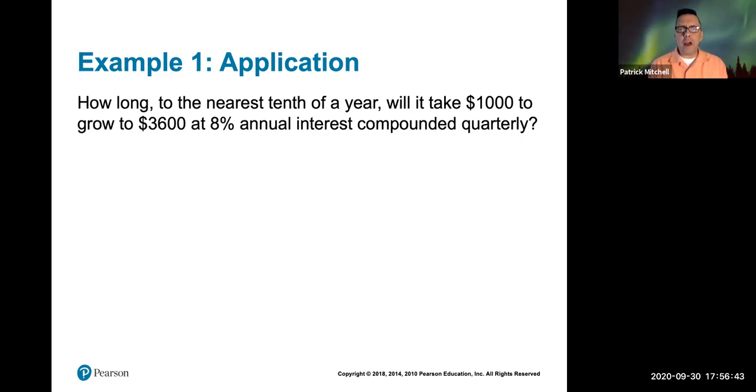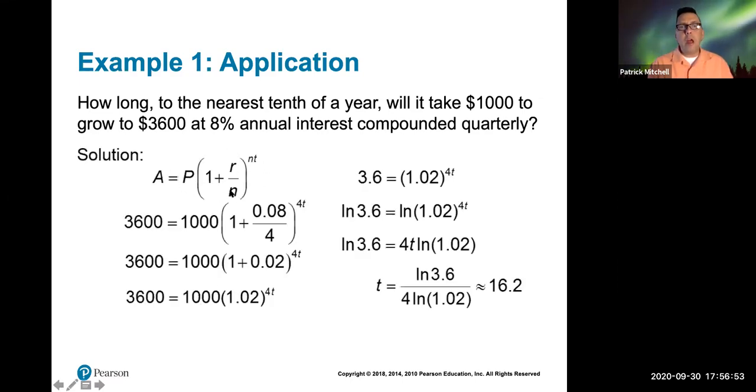So we're going to use the compound interest formula that we saw, I think that was back in section 3.1, the one that looks like this. So I put in 1,000 for P, 3,600 for A, I put in 0.08 for R, and I put in 4 for N, because quarterly means 4 times a year. So I end up with this equation. 0.08 divided by 4 is 0.02. Of course, 1 plus 0.02 is 1.02.